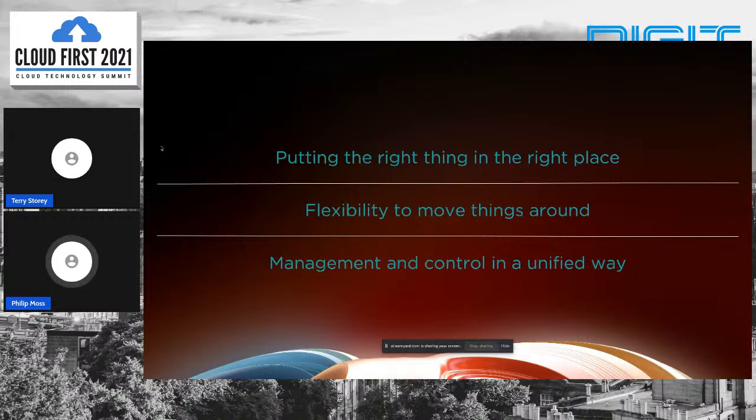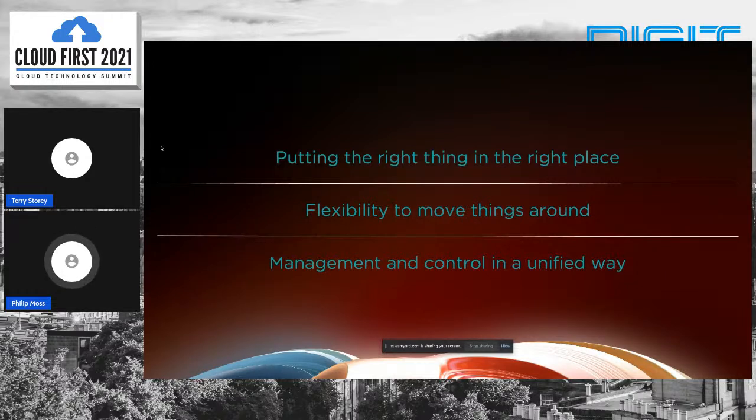But it's also about having flexibility. It's about being able to move workloads around easily. It's about being able to move a workload that might be running on-prem into another location and back again, based on, say, growth requirements or scaling requirements for, say, a particular point in your financial year where more workload is coming in. And last, it's about management and control.